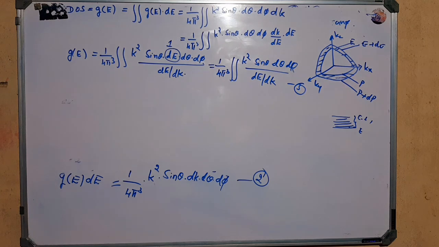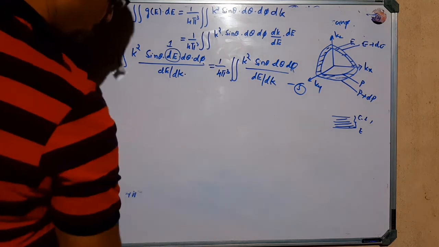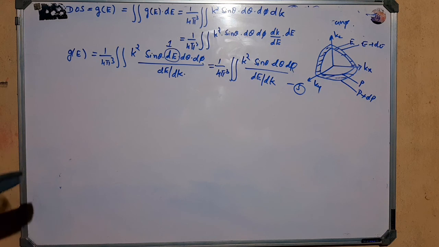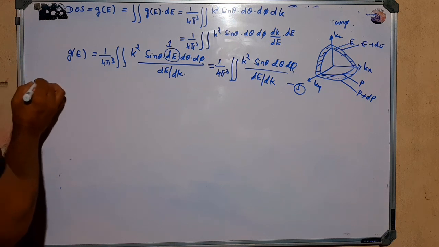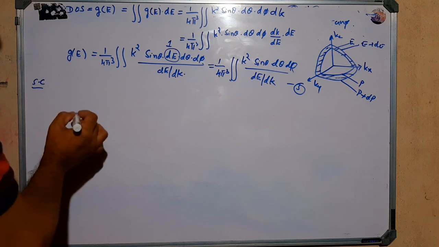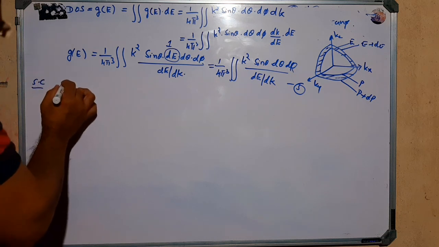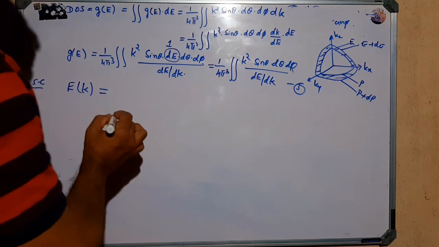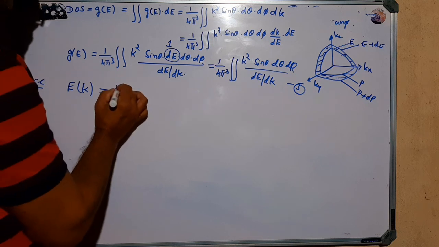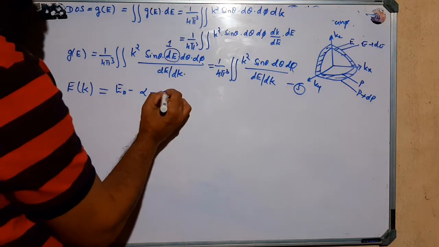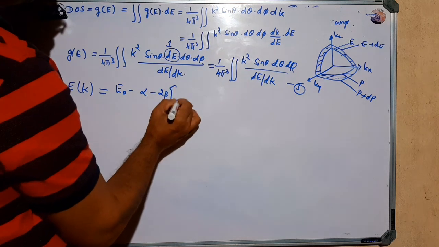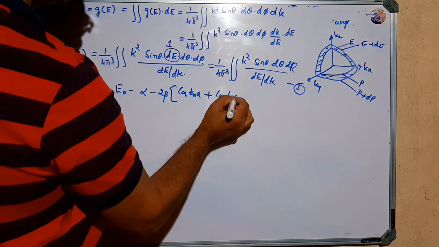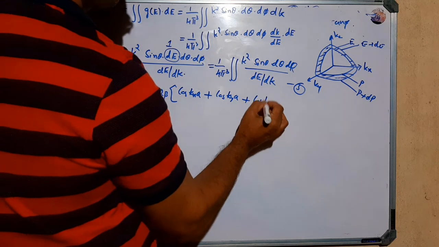So now, to understand this, for simplicity, let us consider the simple cubic system. You have this expression; we have already come across it in the tight binding approximation discussion. E of k is equal to E naught minus alpha minus 2 beta into cos kxa plus cos kya plus cos kza.